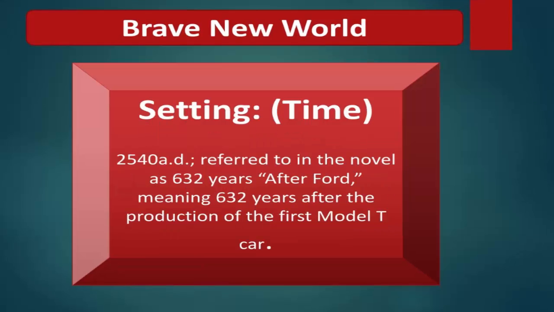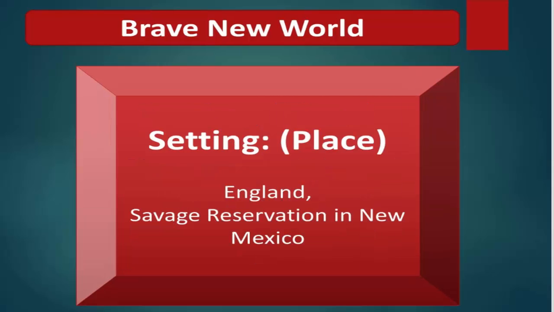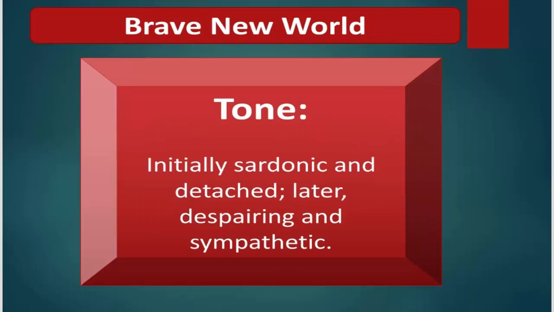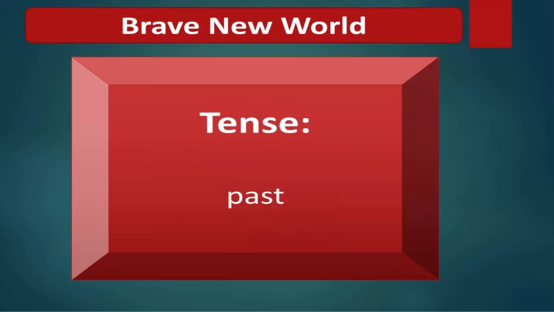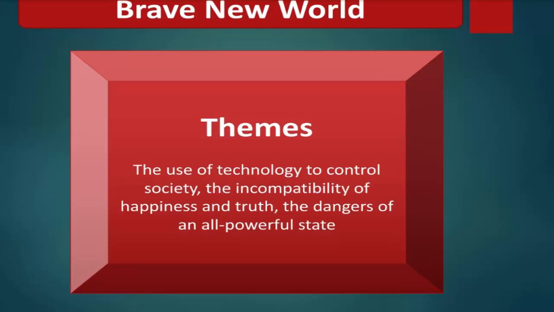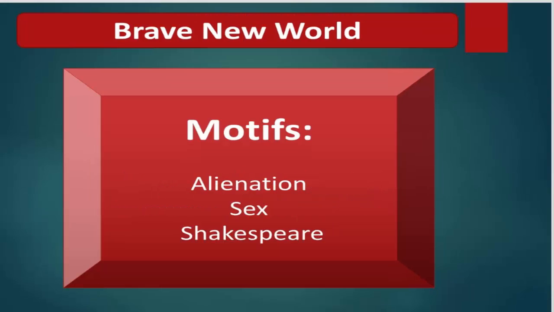Setting by time: 2540 AD, referred to in the novel as 632 years after Ford, meaning 632 years after the production of the first Model T car. Setting by place: England, and a savage reservation in New Mexico. Tone: initially sardonic and detached, later despairing and sympathetic. Tense: it's written in the past tense. Themes: the use of technology to control society, the incompatibility of happiness and truth, the dangers of an all-powerful state. Motifs: alienation, sex, and Shakespeare.